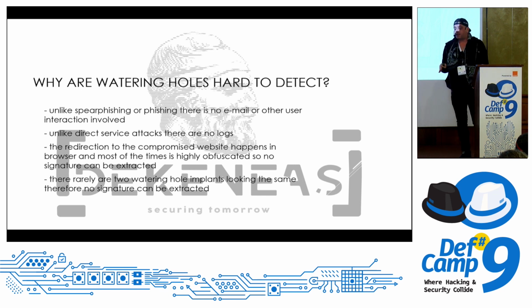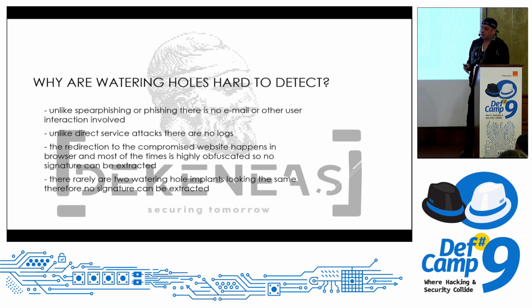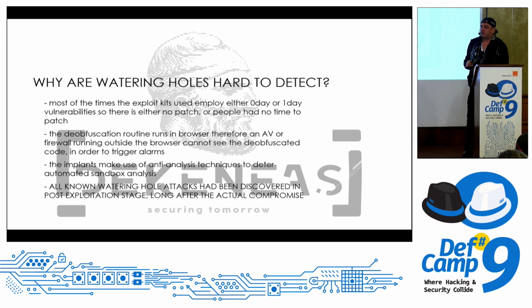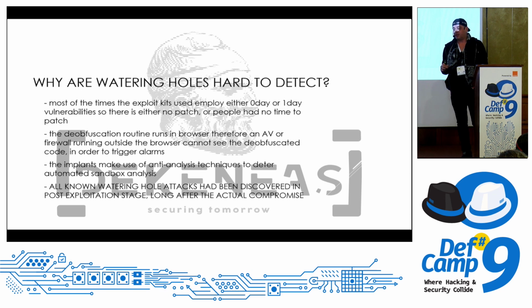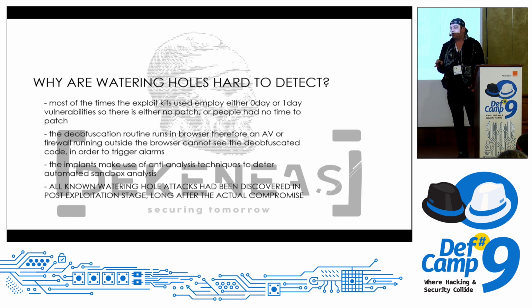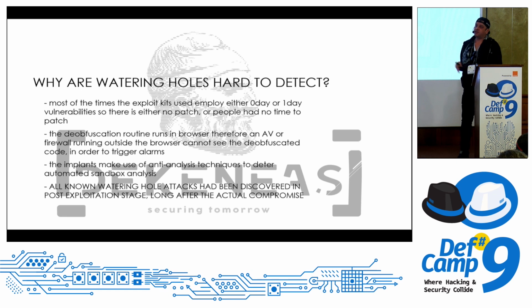Also, it is very important to state that there are rarely two watering hole implants looking the same. Therefore, no signature can be extracted again. These types of attacks are very targeted. They are tailored to a certain group of people, to a certain website. I have never seen two watering hole attacks looking the same. Another issue with this type of attack is that most of the time the exploit kits use either 0-day or 1-day vulnerabilities that have no patch issued, or the patch was issued quite recently and people didn't get the time to patch.